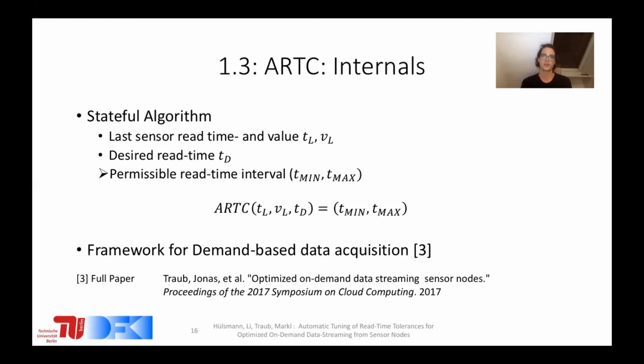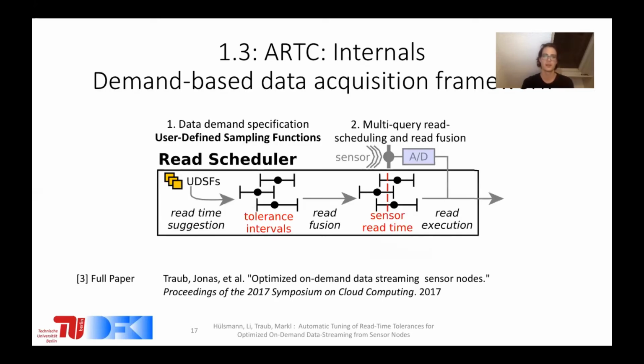ART-C is a stateful algorithm which iteratively computes a read-time tolerance for the next sensor reading, which a multi-query read-sharing algorithm can subsequently exploit. We implement ART-C within an existing framework for on-demand data streaming, in which Traub and others introduce techniques for demand-aware streaming from sensor nodes. They aim to acquire and transfer data according to the query's data demand.